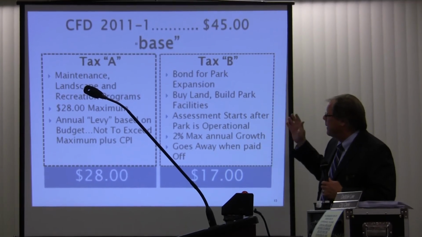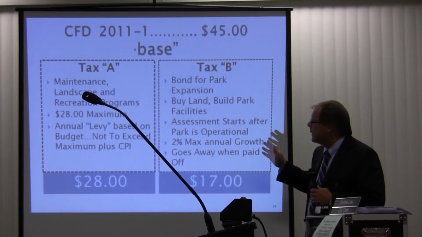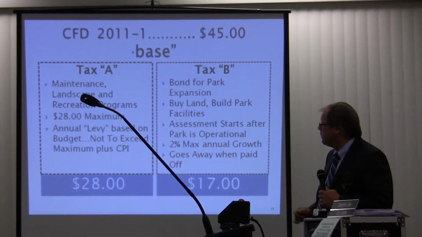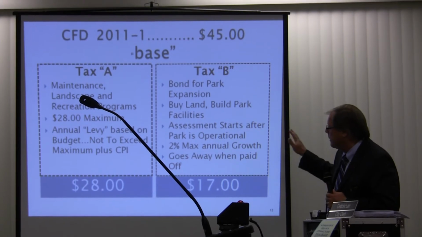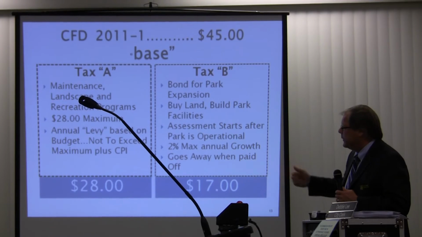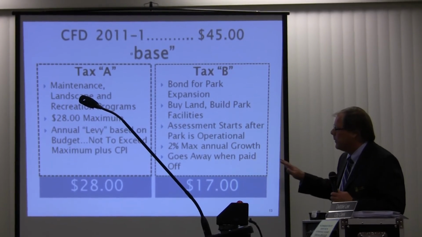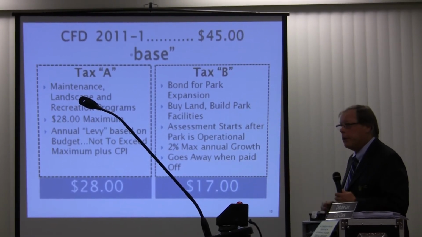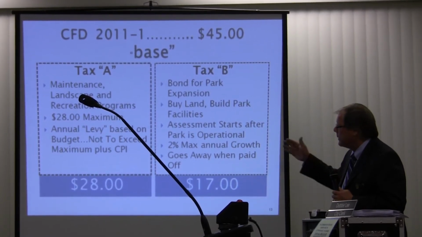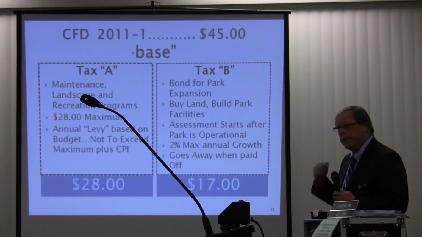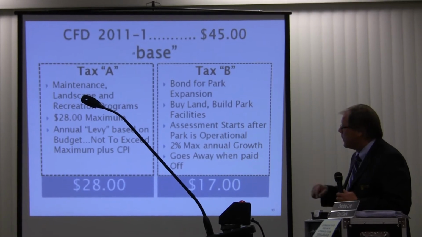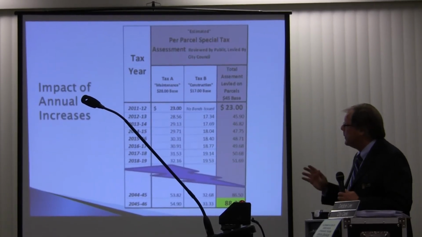Tax B, that's strictly for the build of the new parks, where we would issue a bond, buy land, build park facilities. The assessment would start approximately after the bonds are issued, and ideally the park would be operational by the time the assessments hit the tax rates. That has a 2% maximum annual growth built into it, and that too is optional to increase every year.